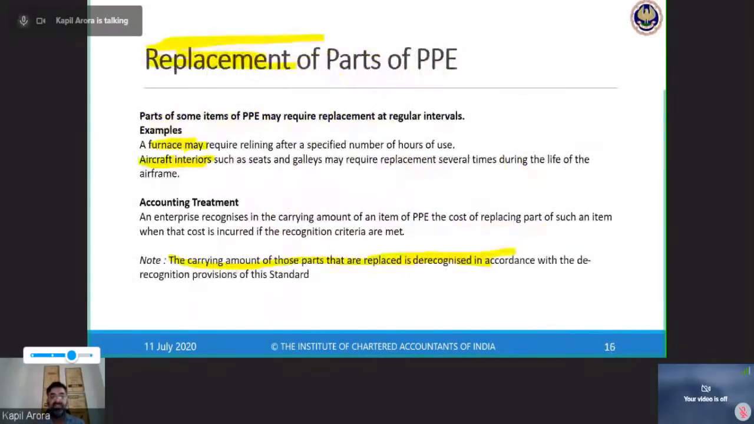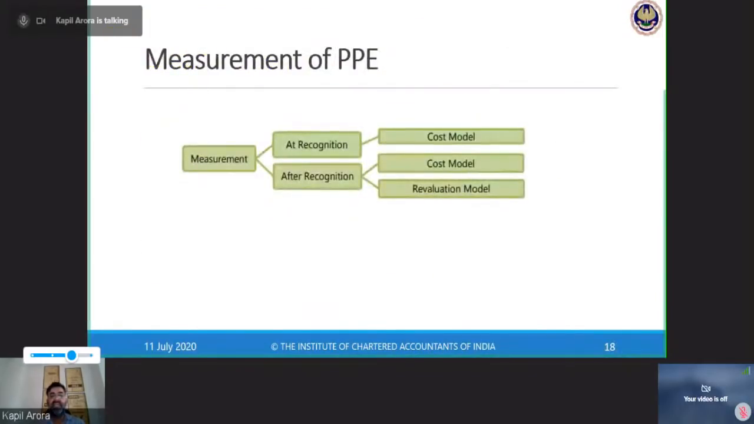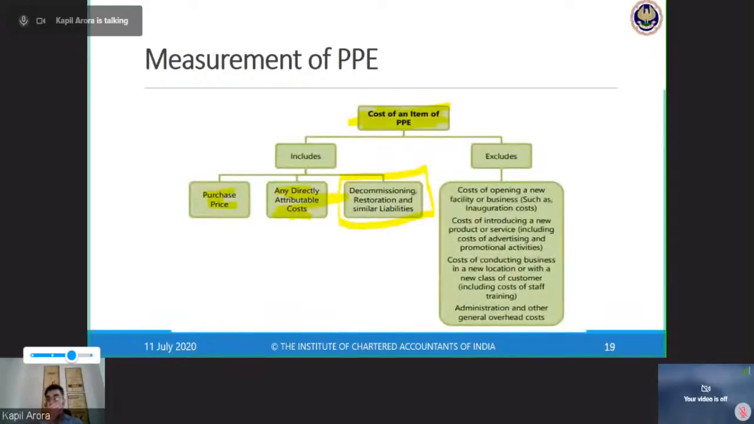So let's see. We were discussing measurement. In measurement, we talked about how initially we always keep the asset at cost, whereas subsequently, after every balance sheet date, we can keep the property, plant and equipment either at cost or at revaluation. So let's carry on from where we left off yesterday.